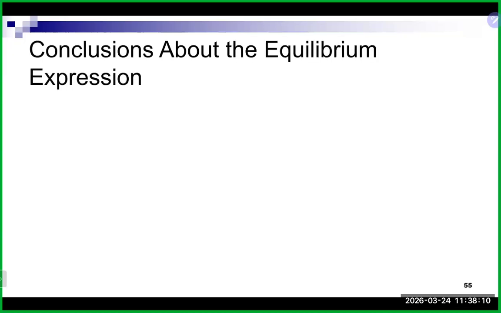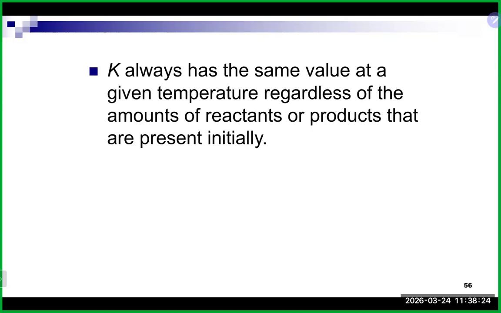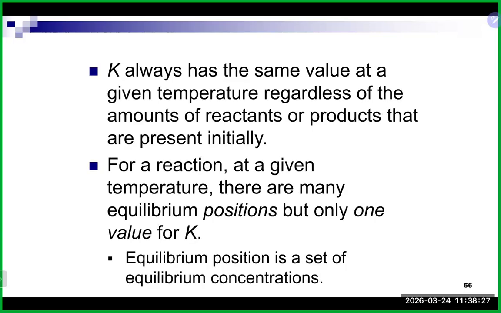As we just saw, for adding up equations, we're going to multiply the K values together. And if you multiply a particular reaction, you're going to raise K to that number. If you're going to divide, you're going to take the root of it. And again, there are many different equilibrium positions, but we'll always get a constant value of K. K is specific for how that reaction or equation is written, what's on the reactant side, what's on the product side, and obviously at that particular temperature.